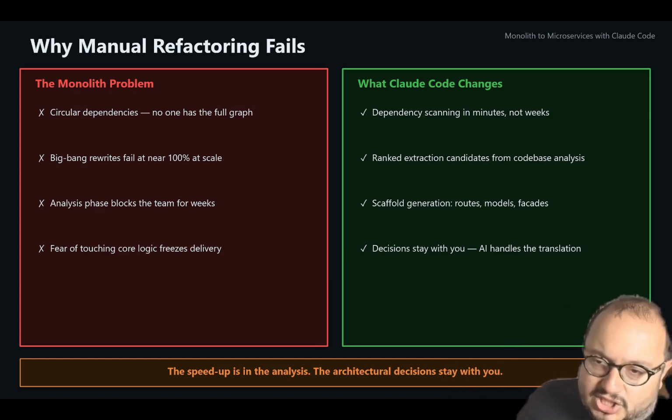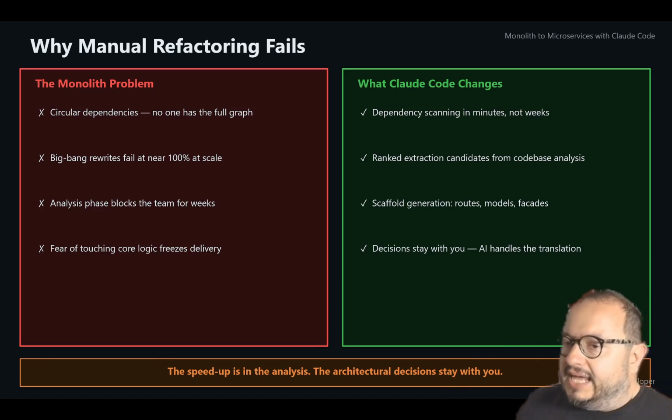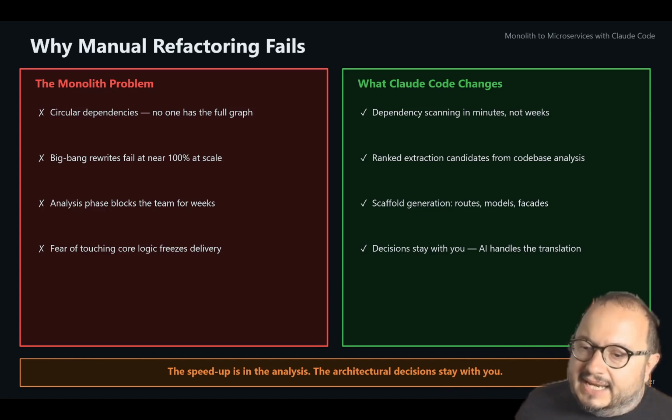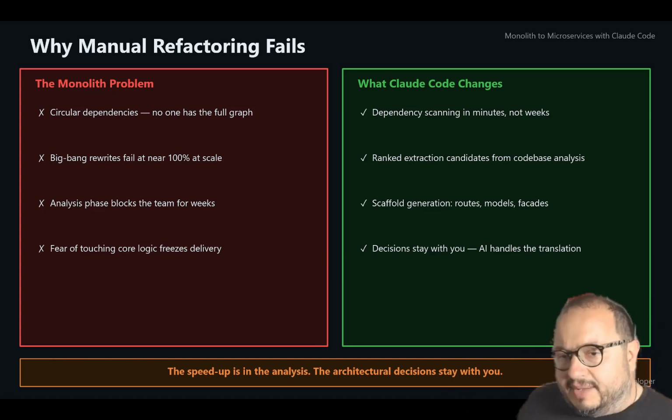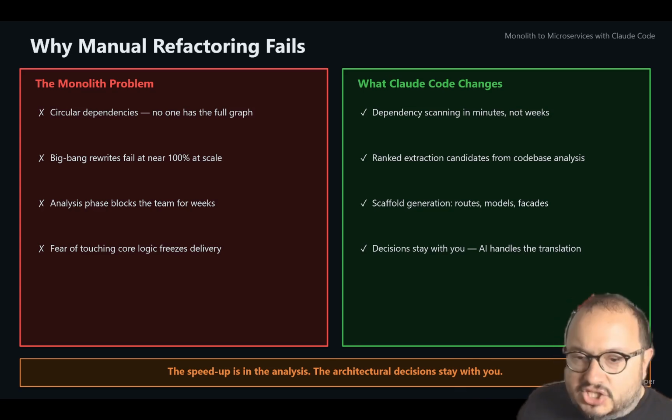What changes with agentic workflow is the economics of the exploratory work. The part that blocks teams is not the writing of the new FastAPI code. It is the analysis phase. Which modules can be safely extracted first? Which tables are shared across domain boundaries? Which endpoints are entry points versus internal helpers? This is the work that Claude Code can do in minutes instead of weeks.